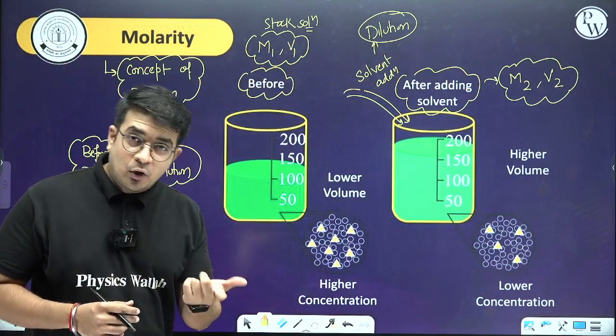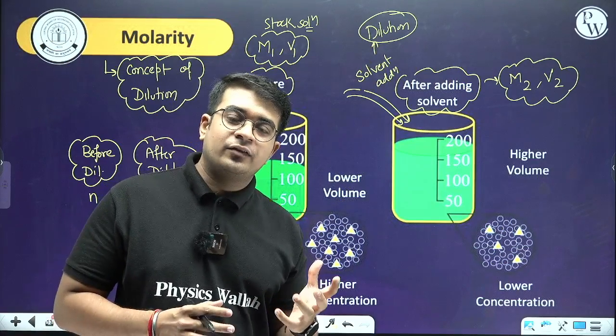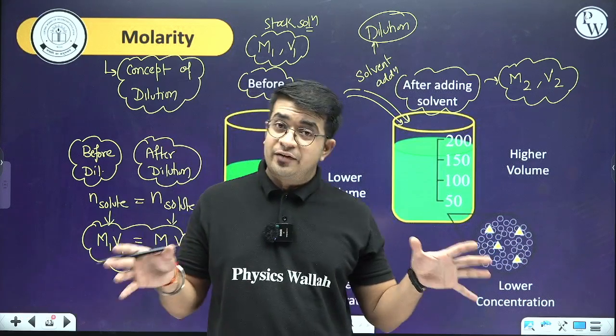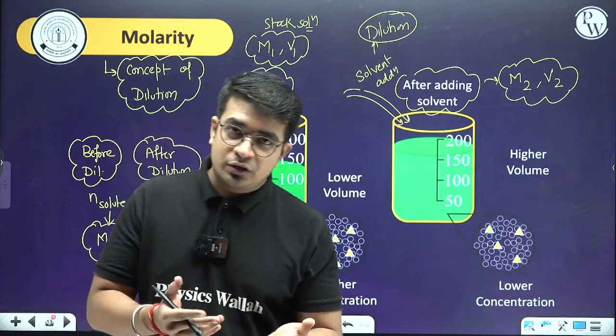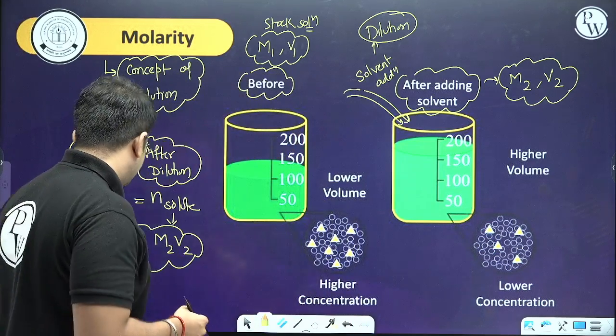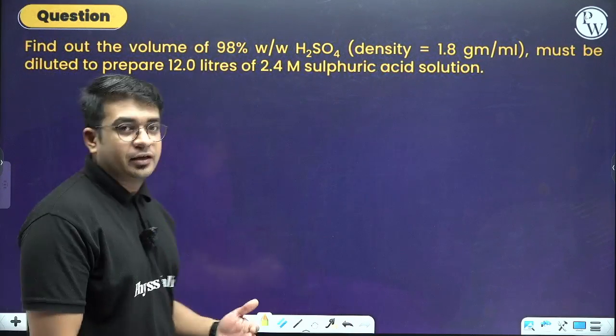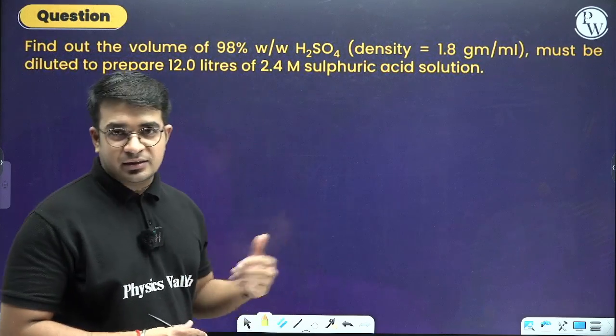Now it may be possible that we have two different solutions having the same type of solute. When I am mixing those solutions and making a final solution, what will be the molarity in that case? That is basically the molarity of mixing. We are going to discuss that part also in the next upcoming concept.